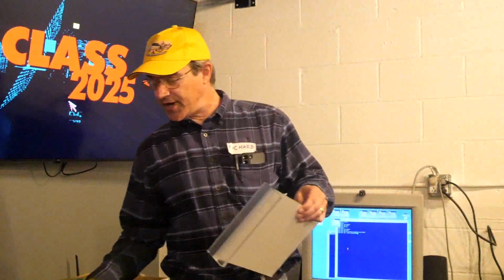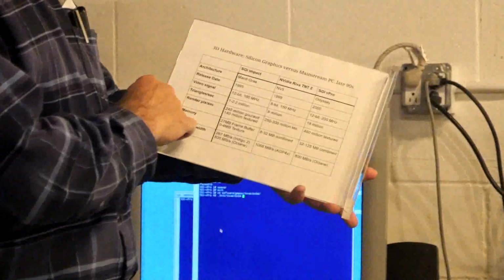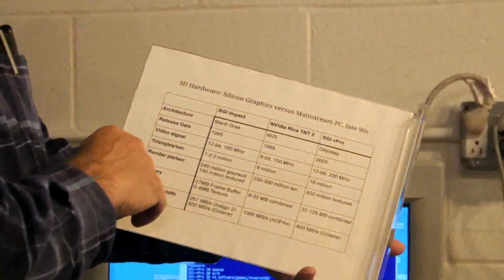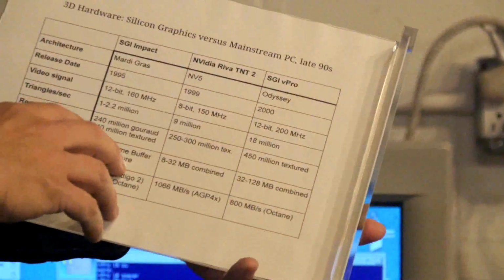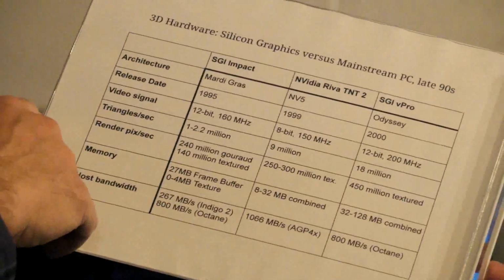This sort of explains how SGI fit in with the PC hardware that was available at the time. This SGI Octane, the first generation graphics boards that they shipped with it were called Impact. And they had different levels. They had strong impact, high impact, and maximum impact. It came out in 1995. It could do 1 to 2.2 million triangles per second, and it could render 240 million Gouraud shaded pixels per second, or 140 million textured pixels per second.